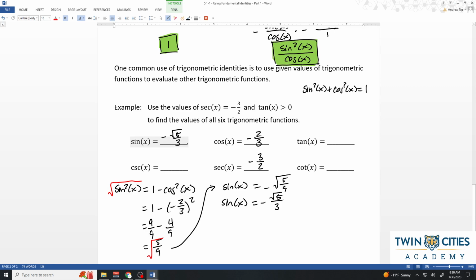Okay, then let's find cosecant. That's going to be the reciprocal of sine, so that means flipping this upside down. Let's do that over here. That's going to be negative 3 over the square root of 5. I want to rationalize that denominator. That's going to make this negative 3 square root of 5 over 5.